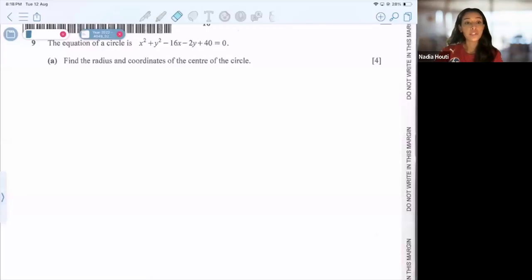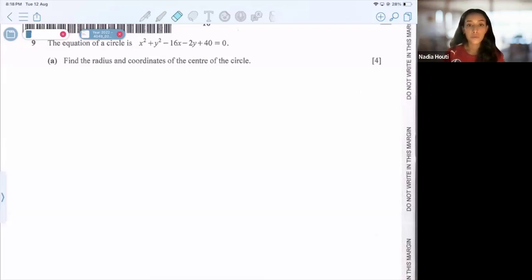We're now going through question 9 of the 2022 O-Level A Math Paper 2. The equation of a circle is x squared plus y squared minus 16x minus 2y plus 40 equals 0. So this is the typical expanded form of the equation of a circle. Find the radius and coordinates of the center of the circle.